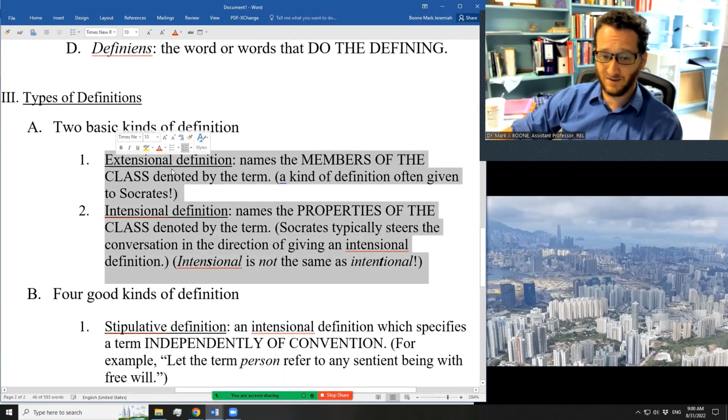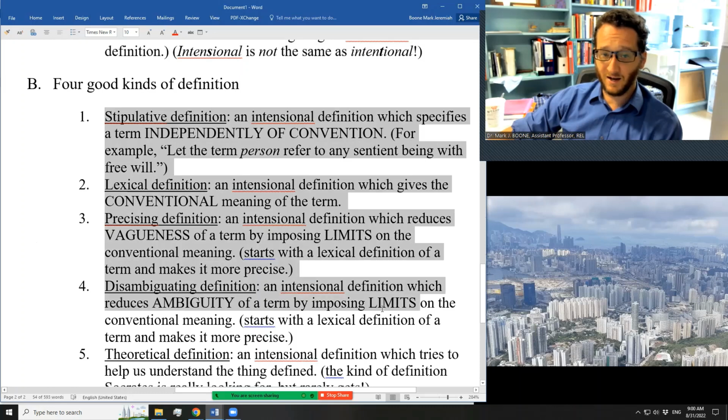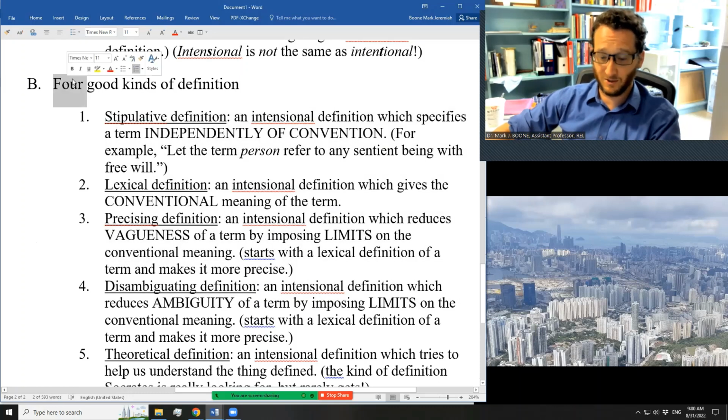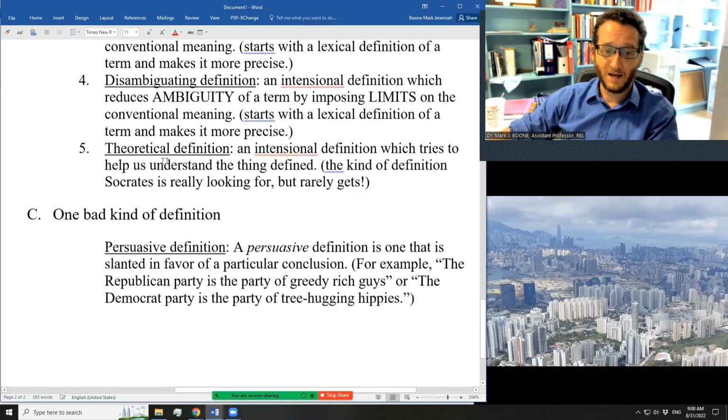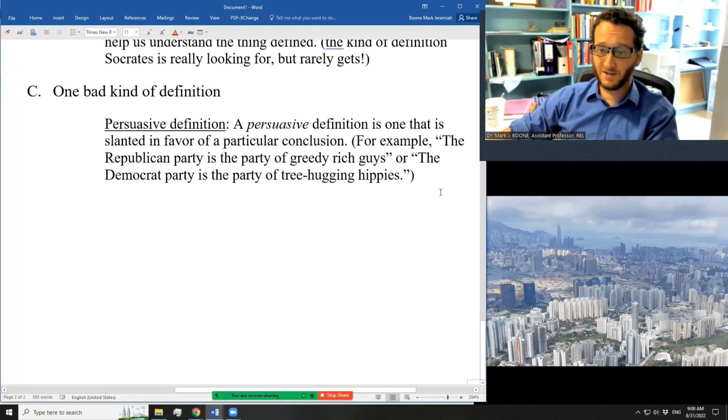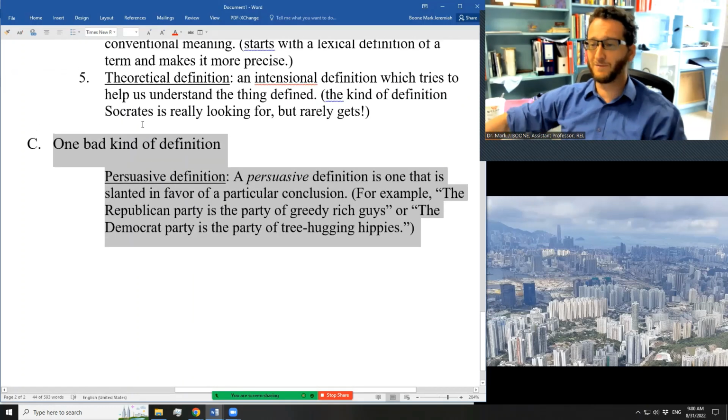There's two basic kinds of definition. There's five kinds of intentional definitions that are good, or at least they can be good if you do them well. There are bad kinds of definitions. Now, this is something that is more obviously about logic.